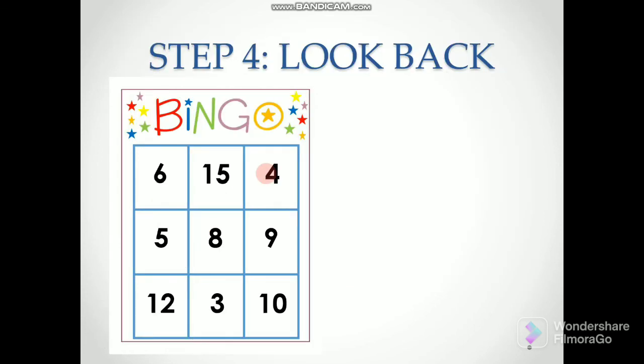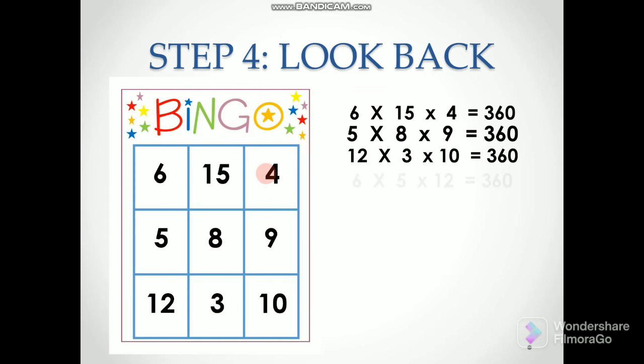So step 4, look back. As we all notice, this is one of the 3 by 3 bingo cards that we have, which we complete using the given numbers and finding the 3 missing numbers. So for row 1, we have 6 times 15 times 4. For row 2, 5 times 8 times 4. For row 3, 12 times 3 times 10.